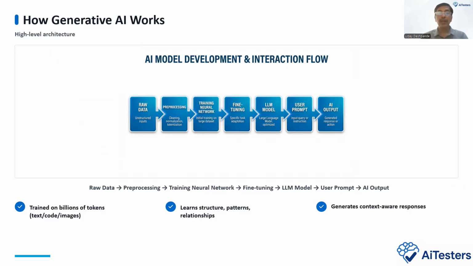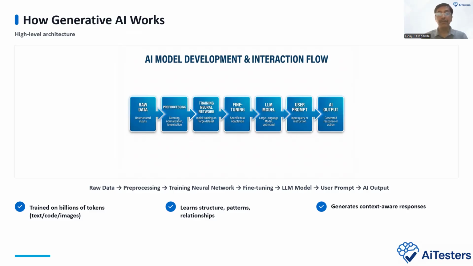So how does generative AI actually work? Let's break down the architecture. It all starts with raw data, massive amounts of text, code, and images. This data goes through pre-processing to clean and structure it. Then comes the intensive training phase, where neural networks learn from billions of tokens. That's individual pieces of text, code, or image data.